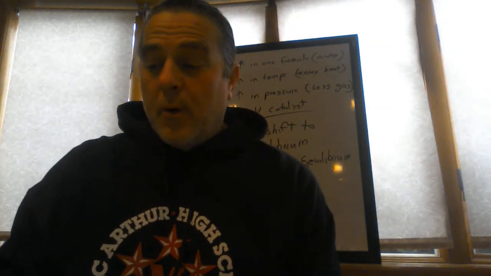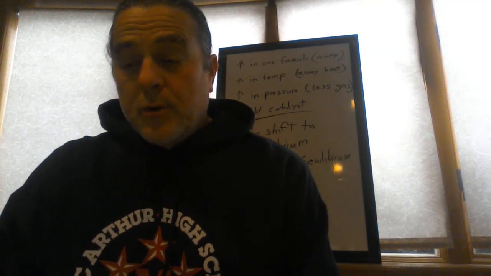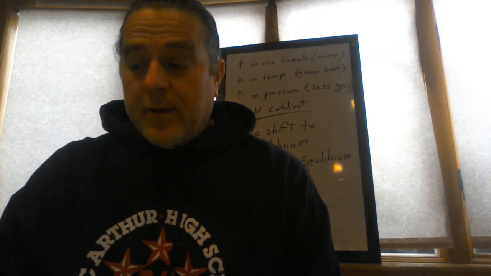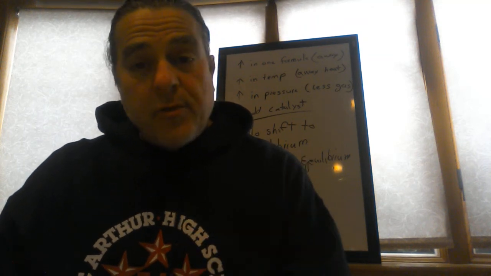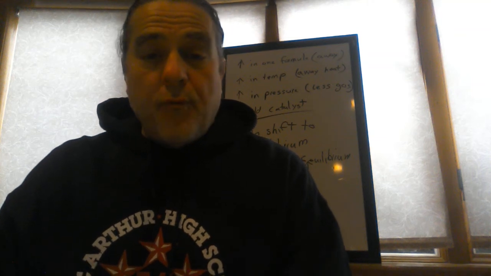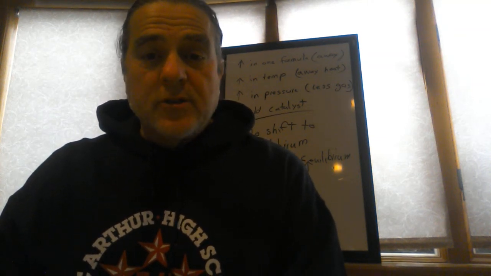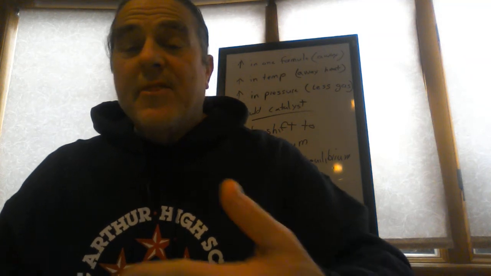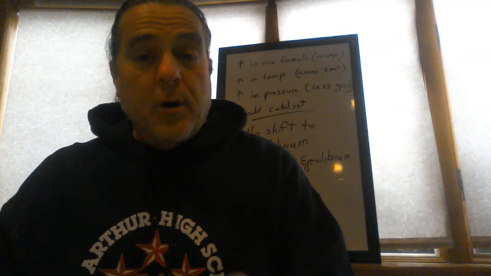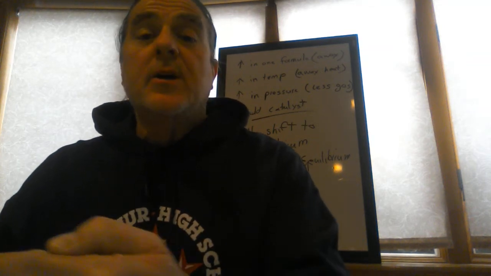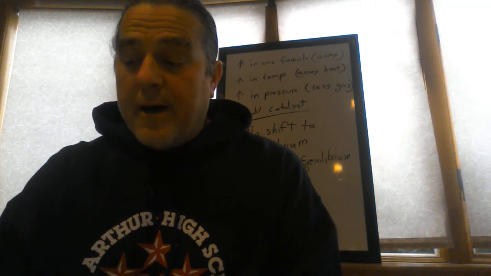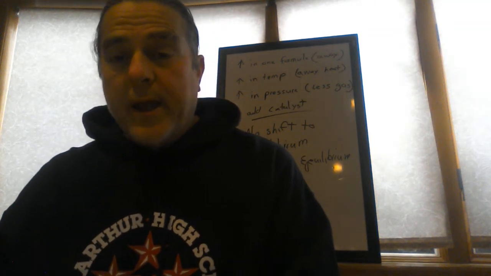Down below, the N2 and H2 yield NH3 reaction. There are 4 gases on the left: 1 N2, 3 H2s, and then there are 2 NH3s on the right. So 4 gases on the left, 2 gases on the right. High pressure will shift to the right, because the right side has fewer gases. Low pressure will shift to the left, giving you more N2 and more H2.